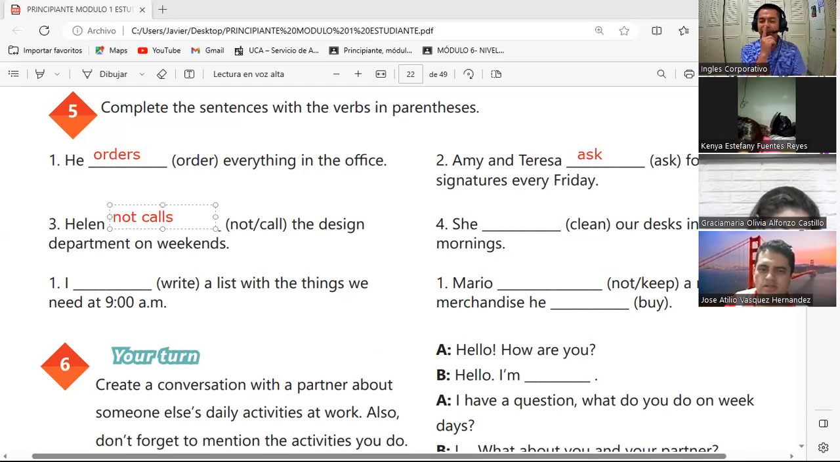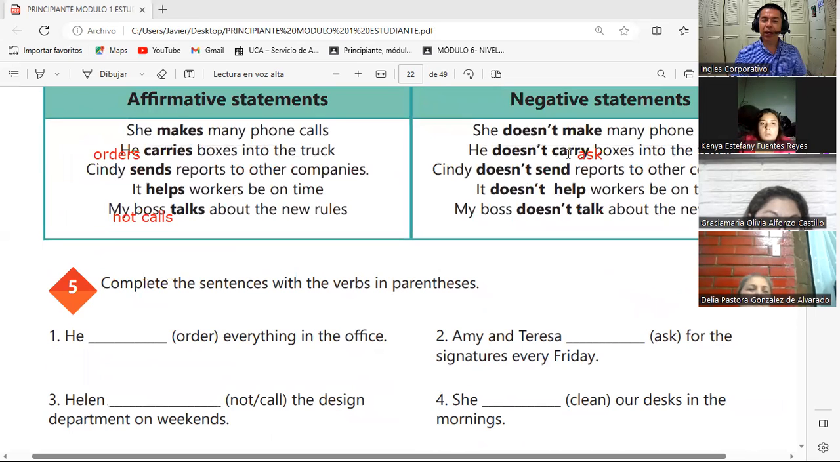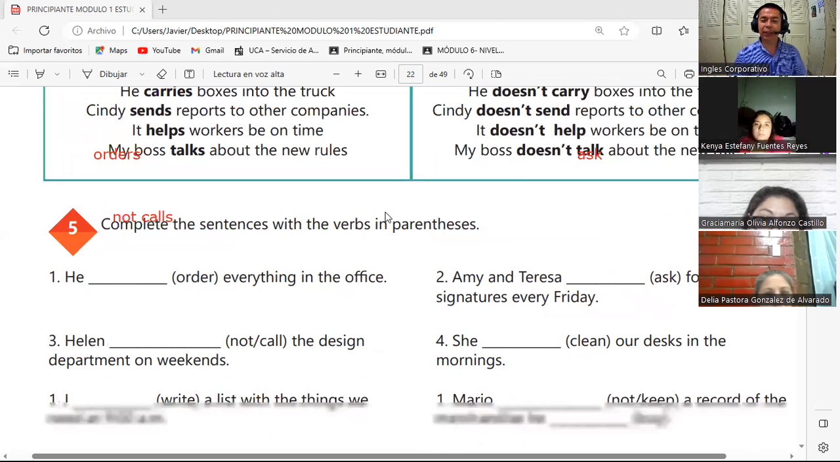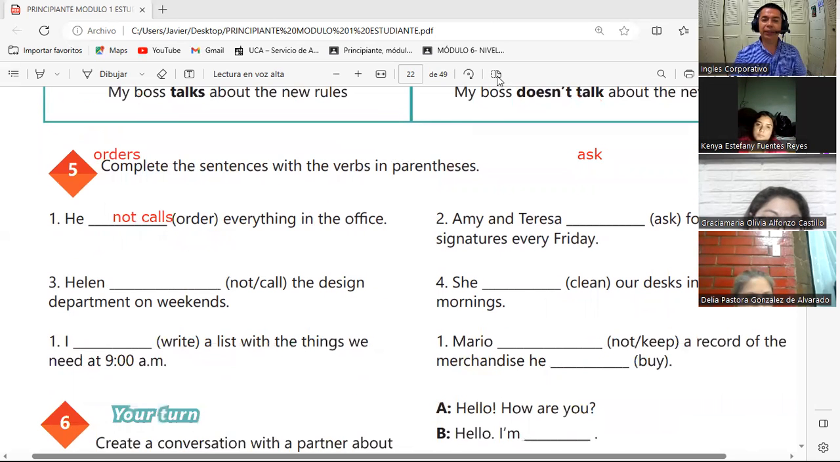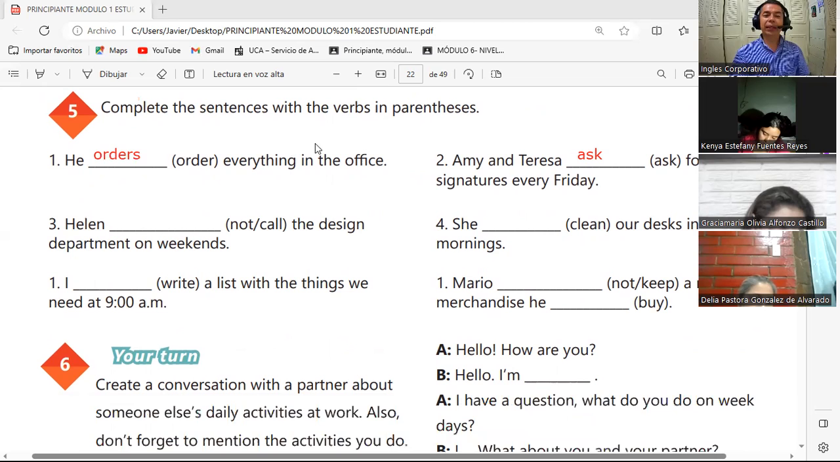Let's analyze this, right? Here is doesn't call. No, no lo sé. Let me see. Here, look, she doesn't make, he doesn't carry. Okay. So, what is the auxiliary we use? Gracias, María. What is the auxiliary? Sorry, perdón, que ya se me movió esto. Here, right? Gracias, María. Helen, Helen does not. Doesn't, very good.